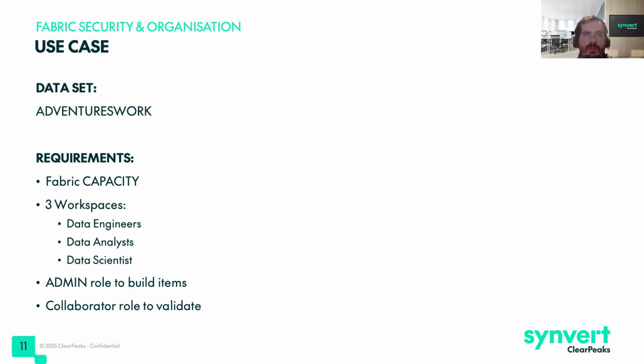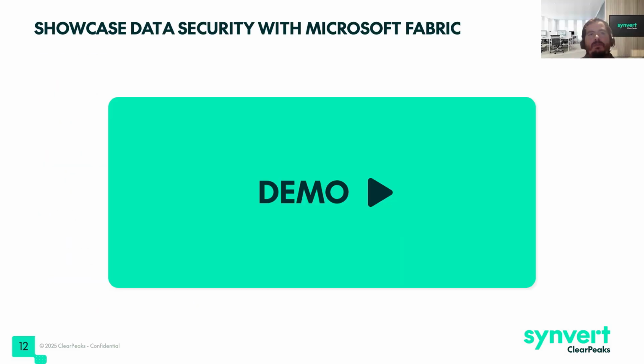Of course, we will need 3 workspaces, one for each team, an admin role that will be from the data engineering team, and a collaborator role to validate that the accesses we are providing are correct. So let's go now and let me show you how you can achieve this on Microsoft Fabric.